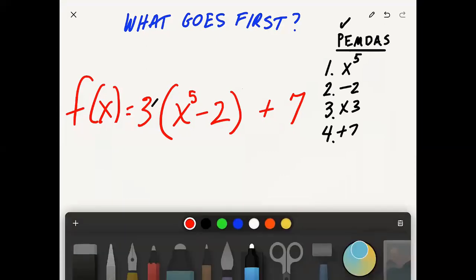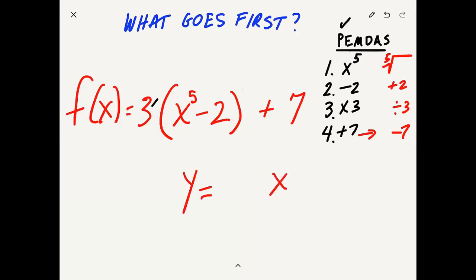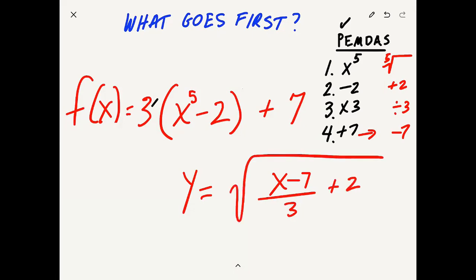Now, if we were trying to find the inverse, we would subtract 7. We would divide by 3. We would add 2. And then we would take the 5th root. So if we had this, y equals x, subtract 7, divide by 3, add 2, take the 5th root of the entire thing, and we're done.